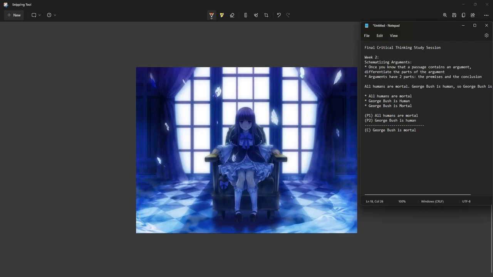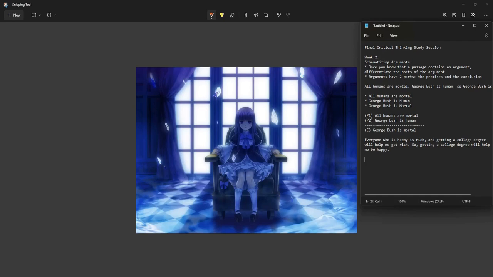Oftentimes, passages will contain multiple premises in a single sentence. When schematizing these sentences, make sure that every premise gets its own line. So let's look at this one. Everyone who is happy is rich, and getting a college degree will help me be happy. So getting a college degree will help me get rich. Okay.